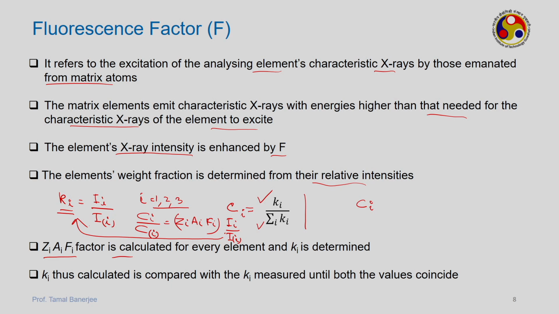Now, you get this Ki from this expression, and this Ki you compare with the one which is actually measured. You keep on comparing this Ki with the one which is measured. So, you will have 2 Ki until they both coincide. Once they coincide, you stop there and you report the concentration of the 3 elements. So, this is the way you do it.